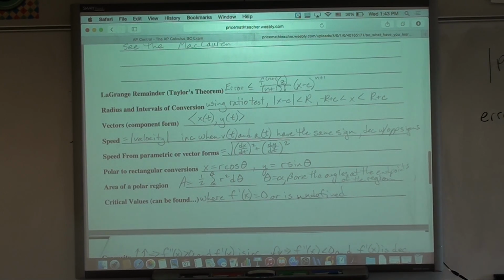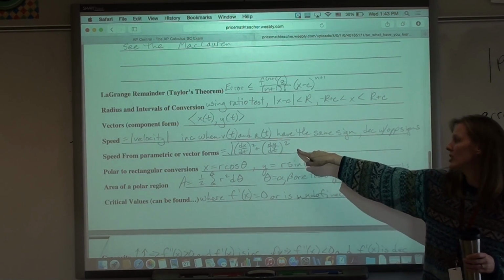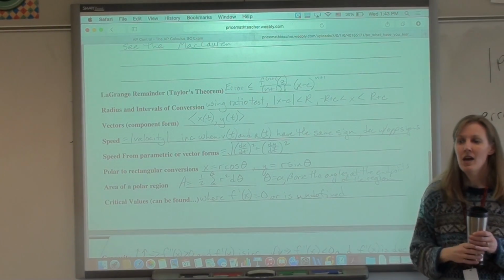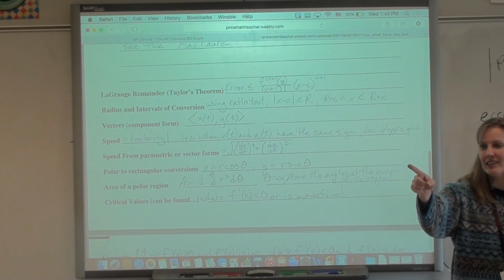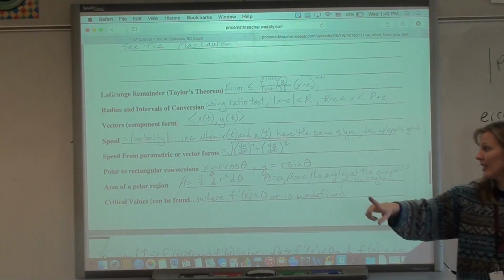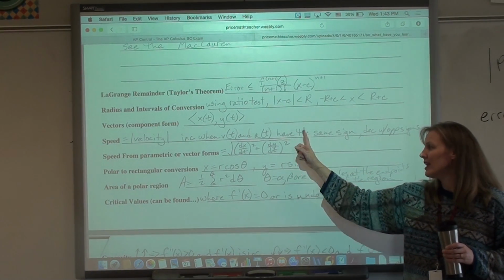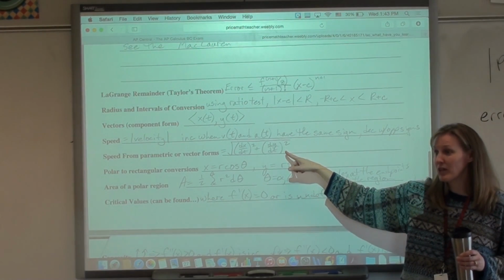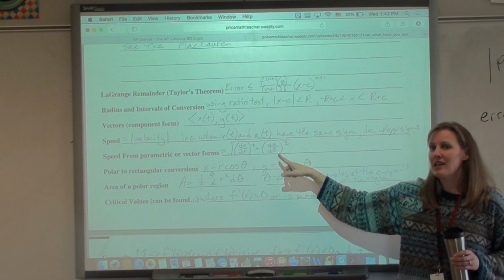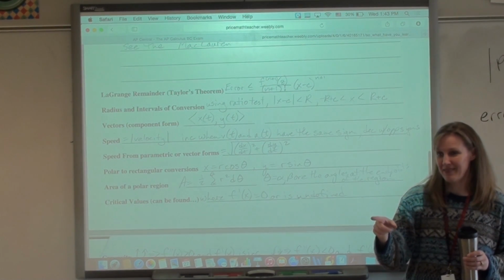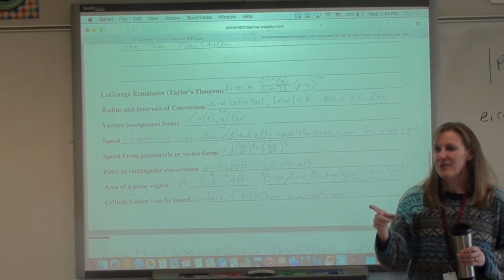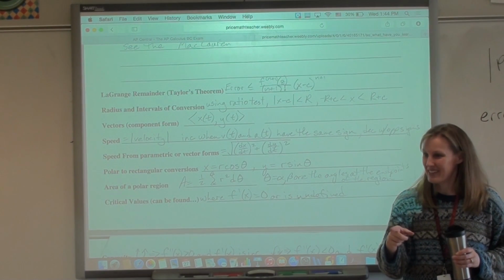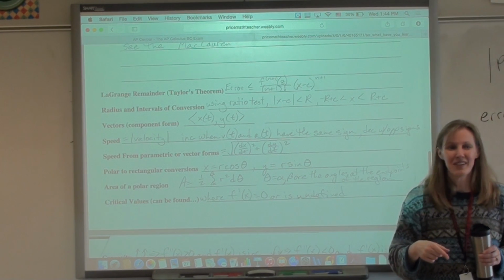Speed in parametric form is the square root of (dx/dt) squared plus (dy/dt) squared. Good connection. It is not, but it is related to arc length, because arc length is the integral of the square root of (dx/dt) squared plus (dy/dt) squared, which is also the same thing as distance. Which kind of makes sense, right? Because you're taking the integral of the speed.